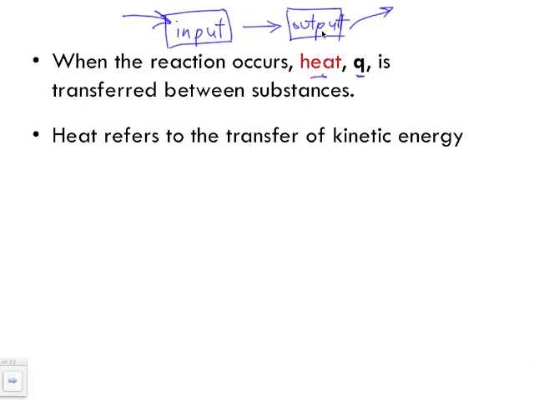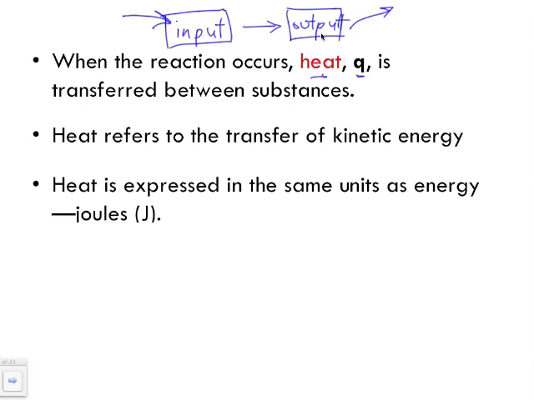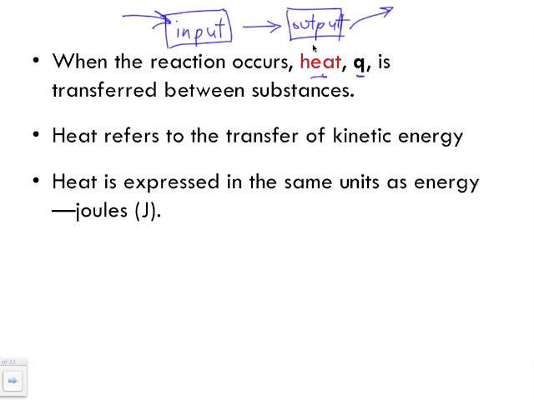So heat refers to the transfer of kinetic energy from pretty much the reactants forming our products. Heat is expressed in the same units as energy, and we're going to use the units of joules, which we write as a capital J. And just keep in mind, if we are making any conversions with kilojoules, 1 kilojoule is equal to 1,000 joules, but you should already know that.